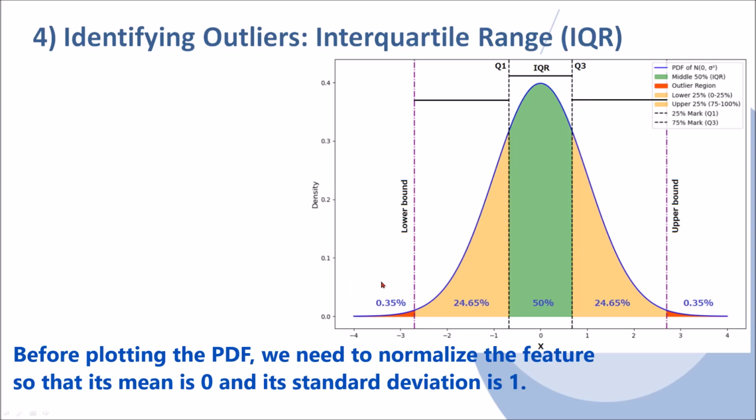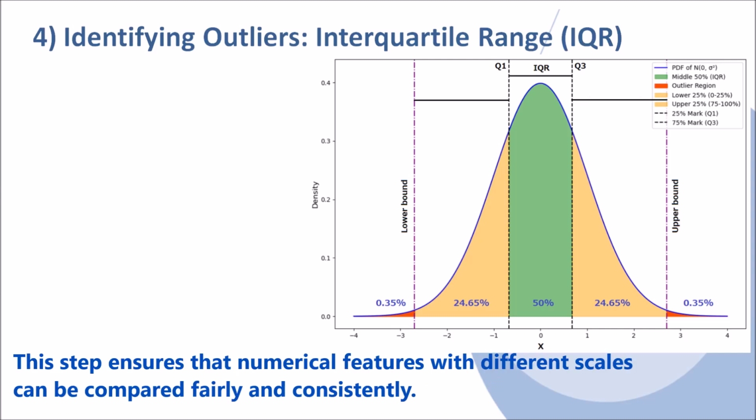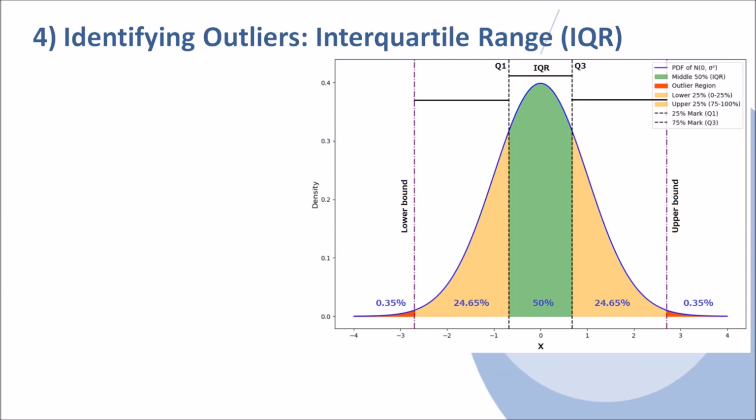First, before plotting the probability density function, we need to normalize the feature so that its mean is 0 and its standard deviation is 1. This step ensures that numerical features with different scales can be compared fairly and consistently. This is a very important step.